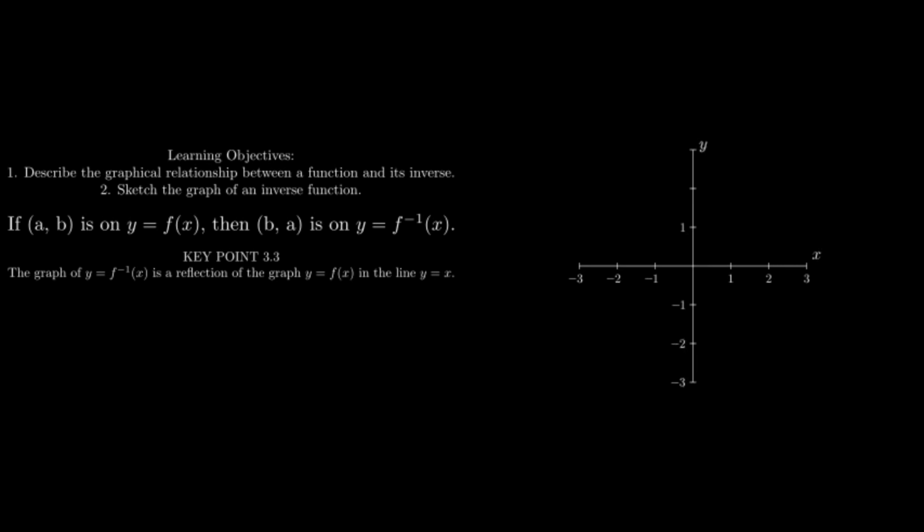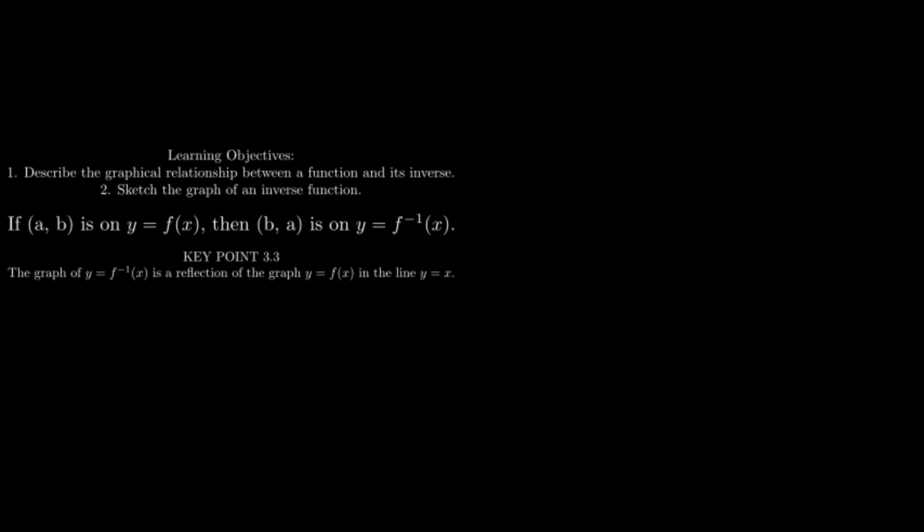Look at this general example. The blue curve is our original function, f of x. The black dashed line is our mirror, y equals x. The red curve, f inverse of x, is the reflection. You can see how every point on the blue curve has a corresponding reflected point on the red curve.